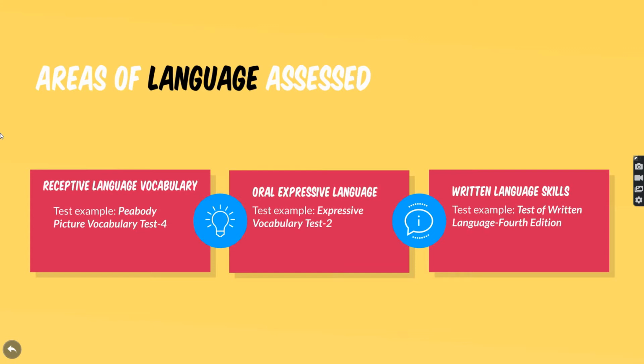The third area of language assessed is written language skills. A test that can produce a score that can give educators an idea of the written language skills includes the Test of Written Language, 4th edition.